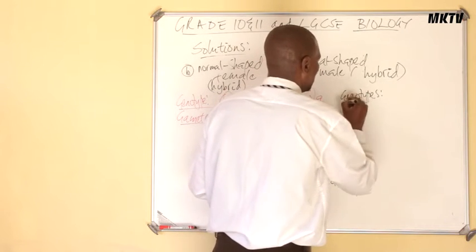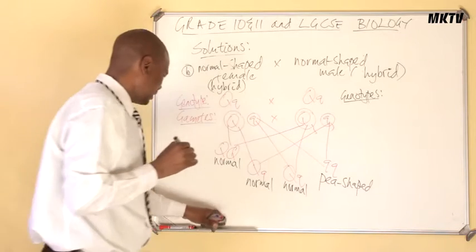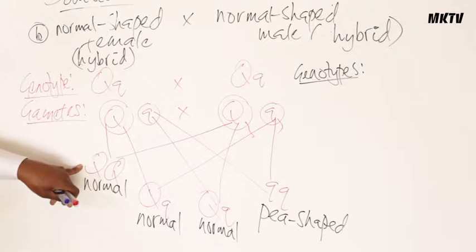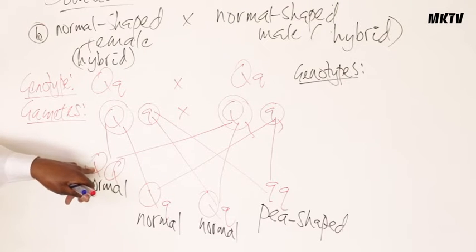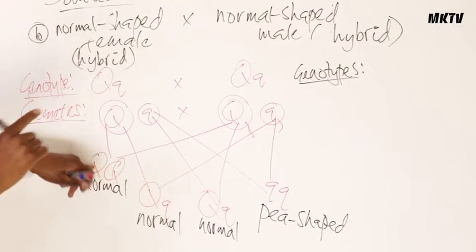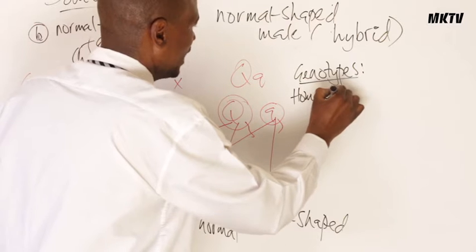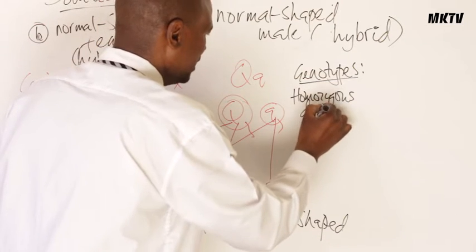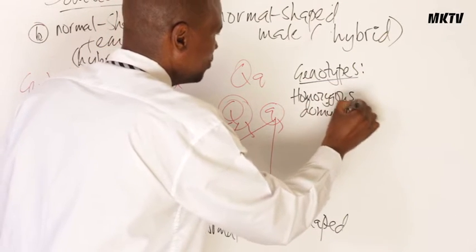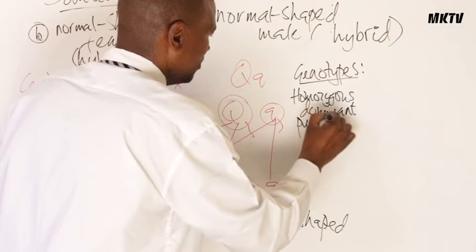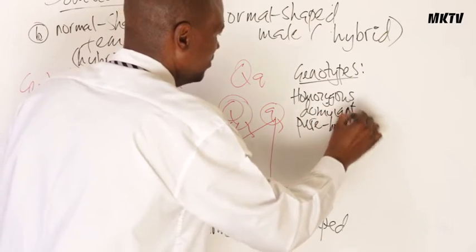Genotypes. As far as genotypes are concerned, we have one like this. There's none like this genotype. So there's one like that, which is said to be homozygous dominant, or a pure breed. Why is it a pure breed? Because they are the same.